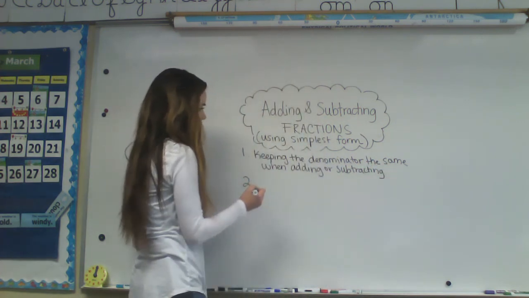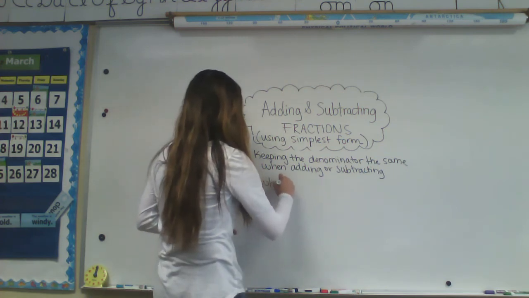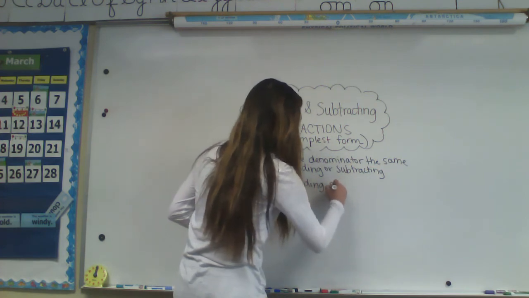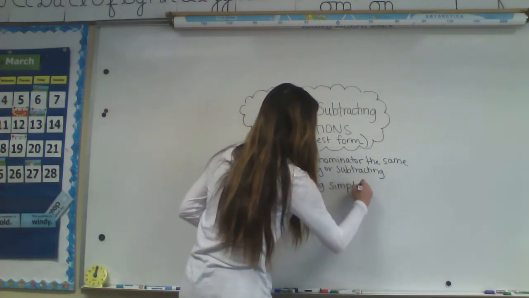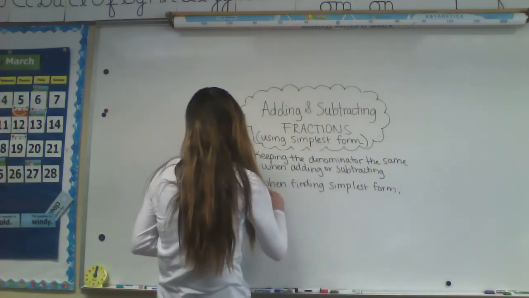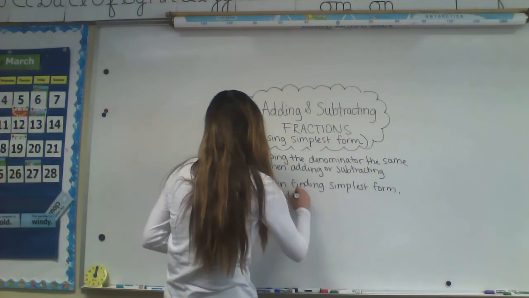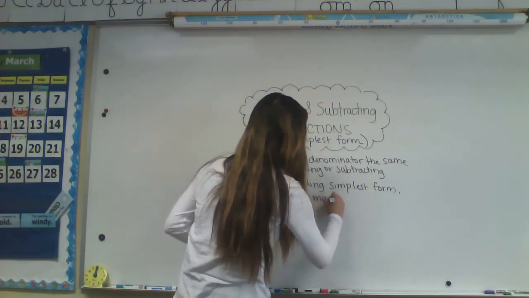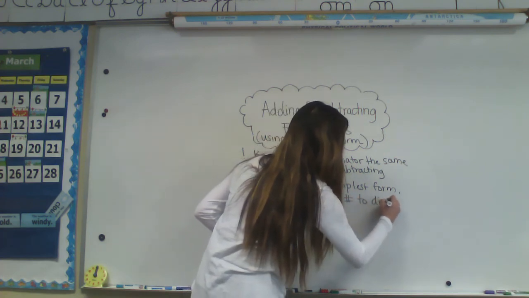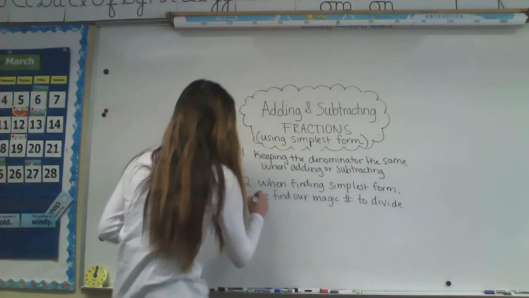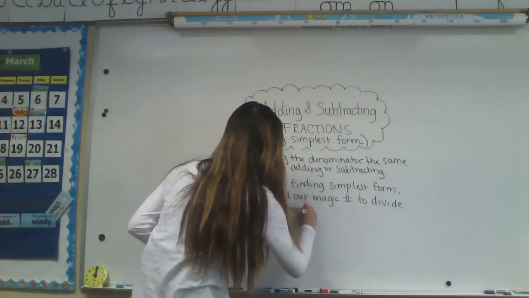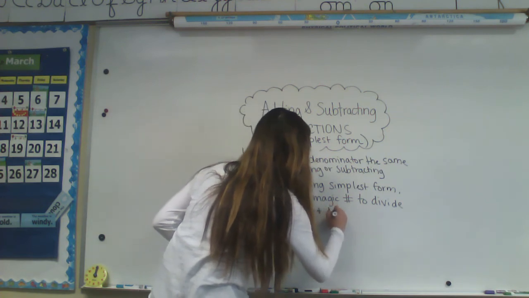And number 2, when finding simplest form, we find our magic number to divide both numerator and denominator.